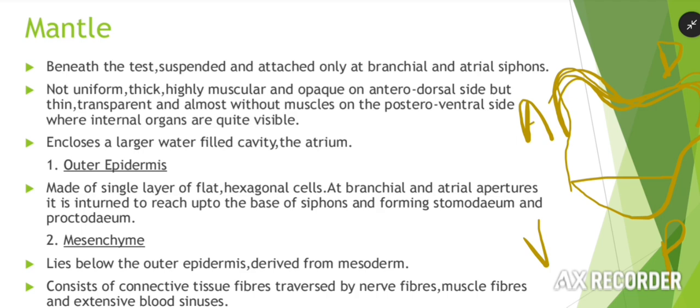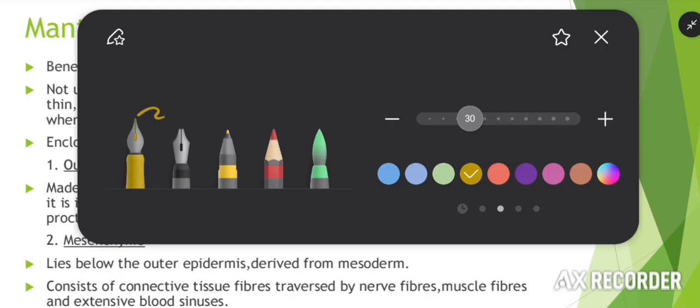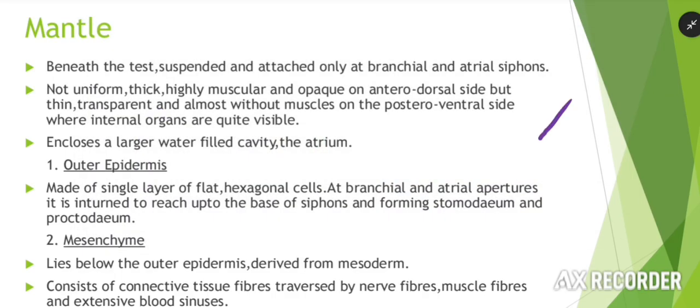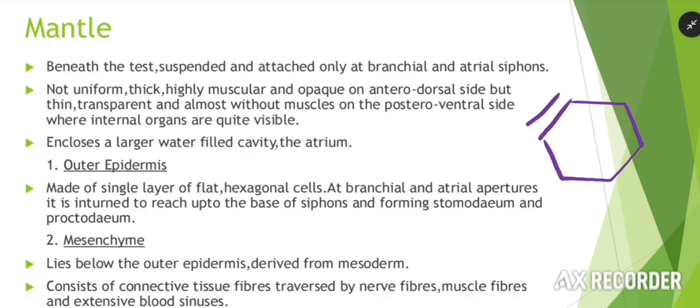so here it is. Okay, so made of a single layer of flat hexagonal cells. Hexagonal cells, let me show you here. Okay, these are hexagonal cells. This one is the hexagonal cells which consist of 6 sides made up of a single layer. ऐसी एक single layer होती है hexagonal cells की, like this.